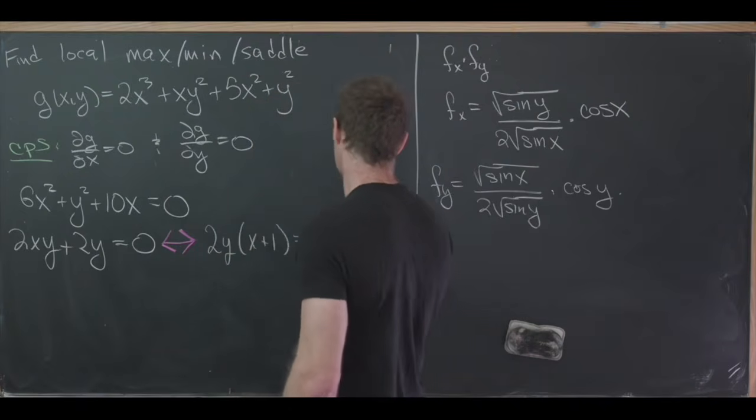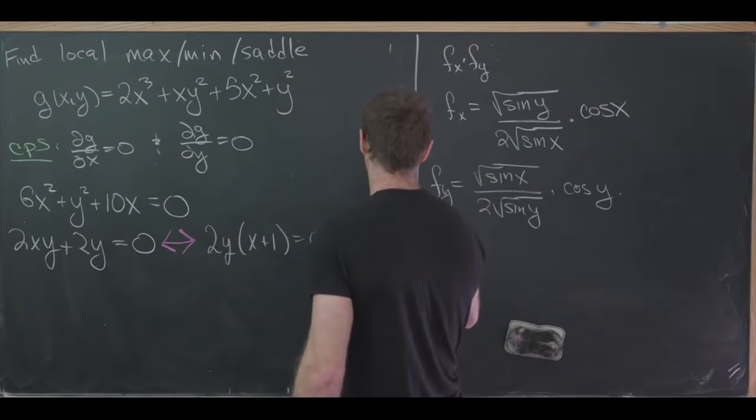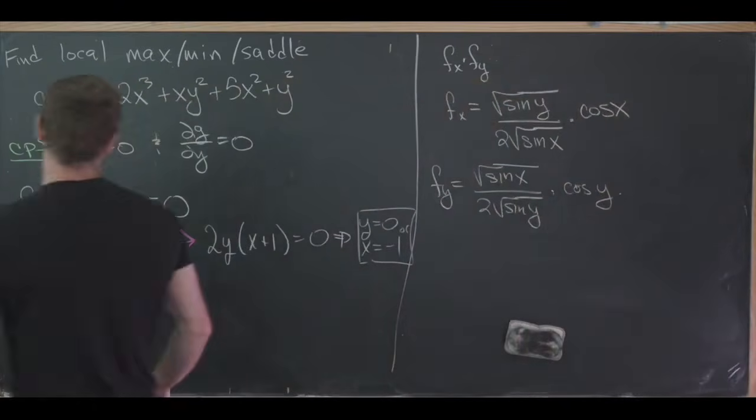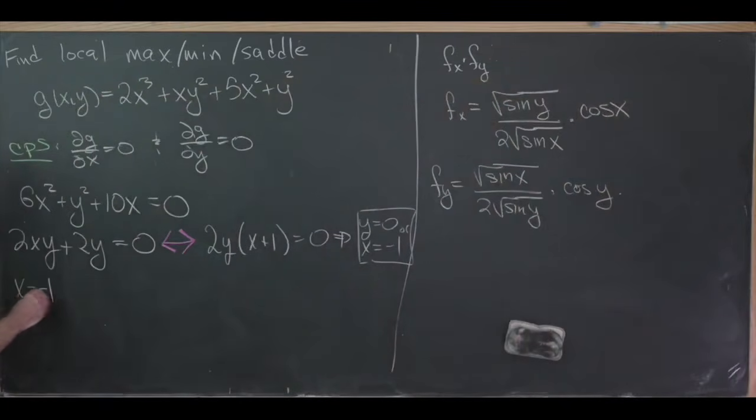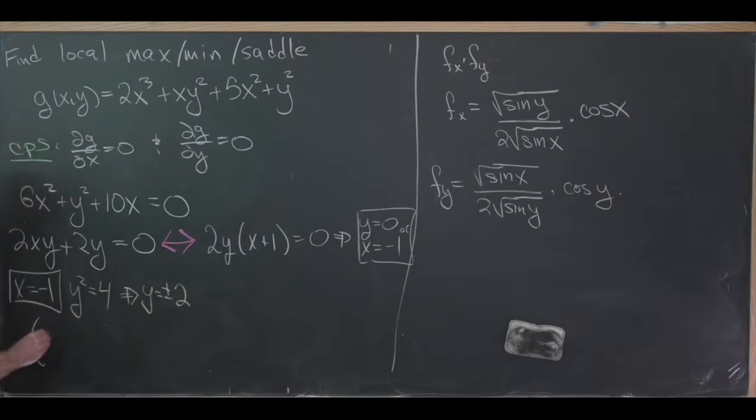So that gives us 2 possibilities. y is equal to 0 or x equals -1. And those are or, those are not and. So that means we need to look at each of them individually. Let's look at x equals -1 first. So putting that up here, we'll have 6 minus 10, so that'll be -4, y squared minus 4 equals 0. So y squared equals 4, which tells us that y is equal to plus or minus 2, and we immediately have 2 critical points: (-1, 2) and (-1, -2), bang.